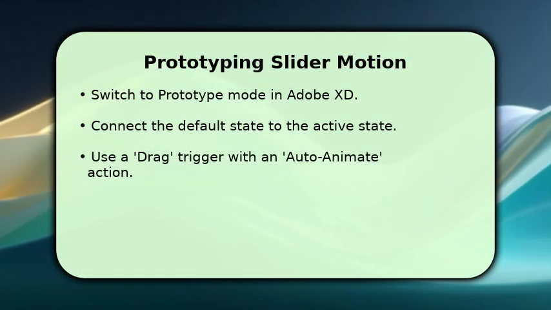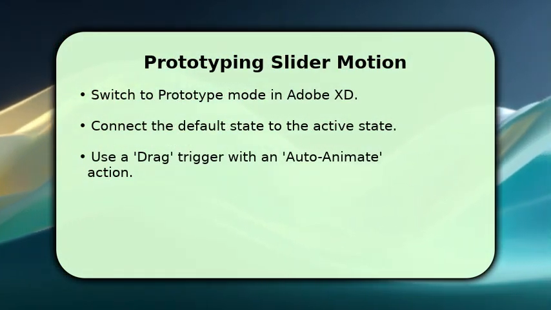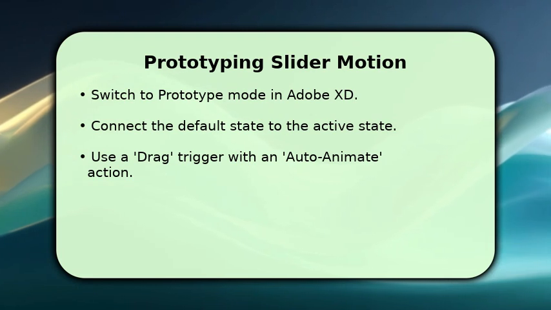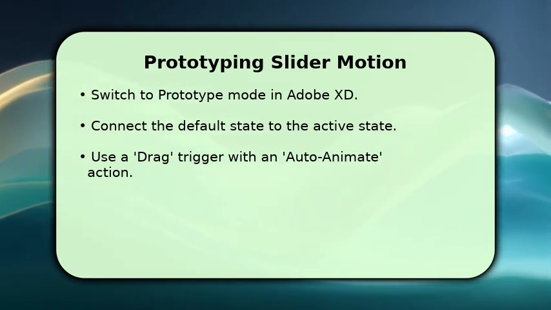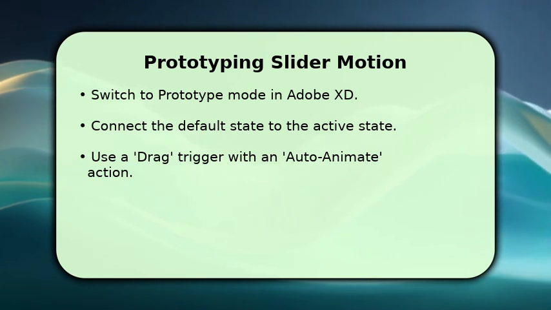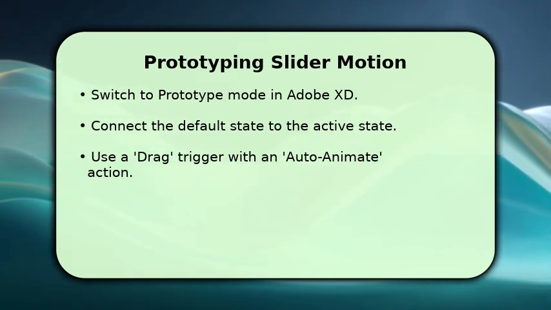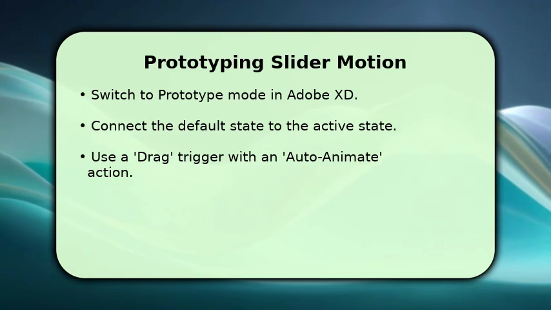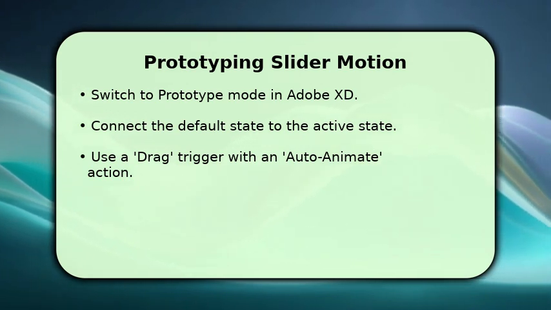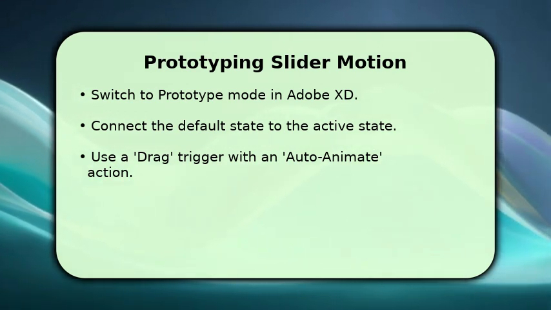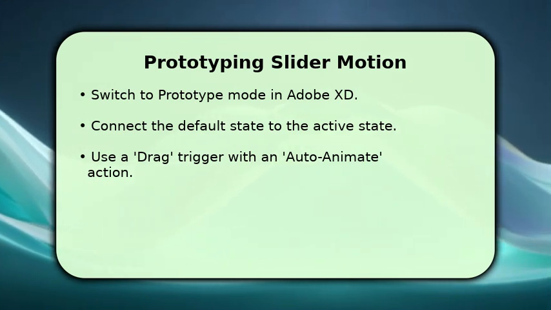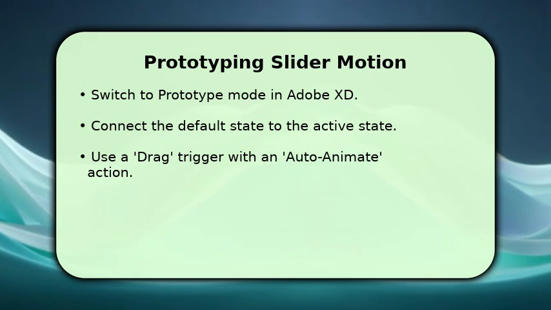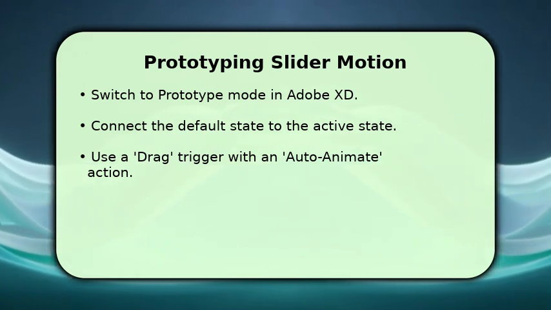With our states defined, it's time to prototype the movement. Switch to prototype mode. Select the slider thumb in the default state. Drag a wire from the thumb to the active state. For the interaction, choose drag as the trigger. Then, select Auto Animate as the action. This tells Adobe XD to smoothly transition the thumb's position between the two states when a user drags it. You can also set the easing and duration for a more refined feel.